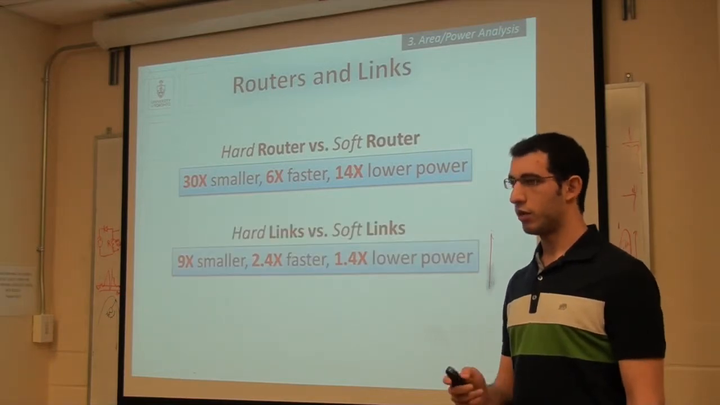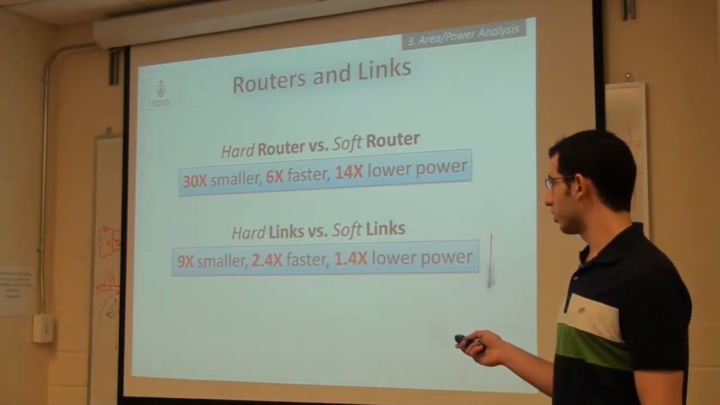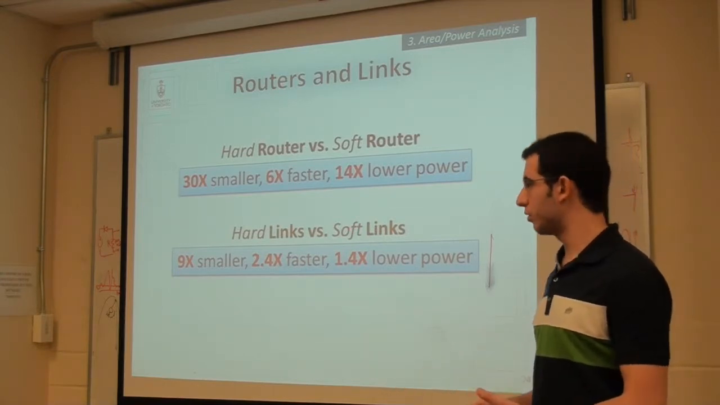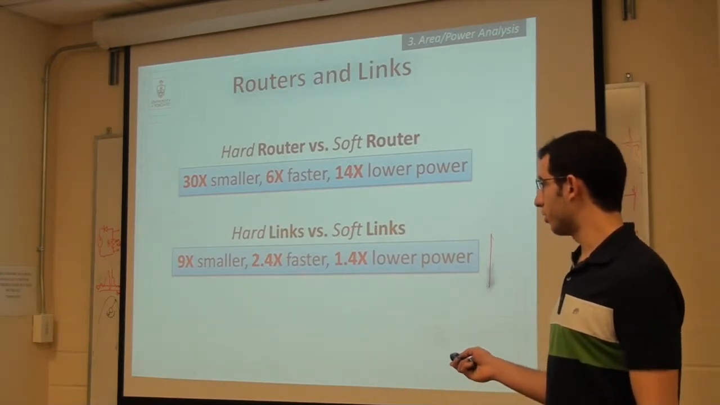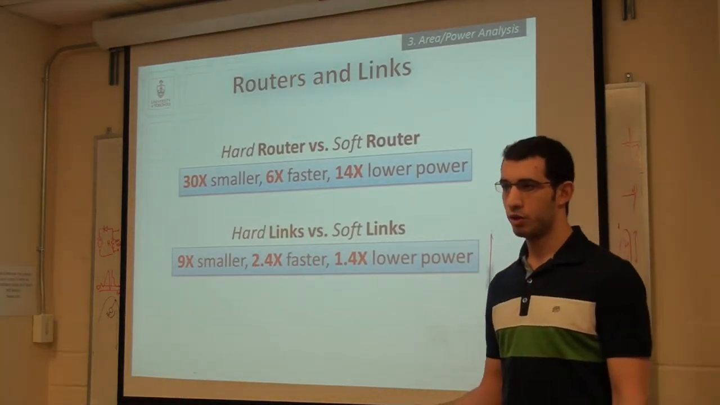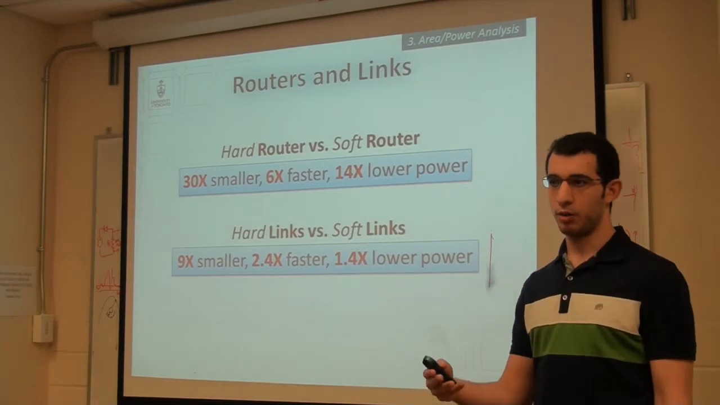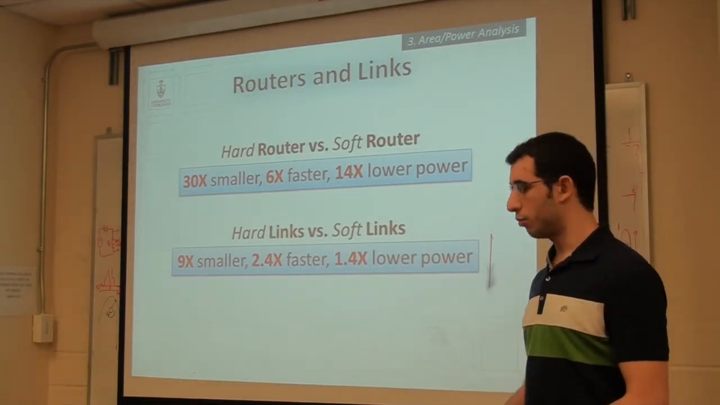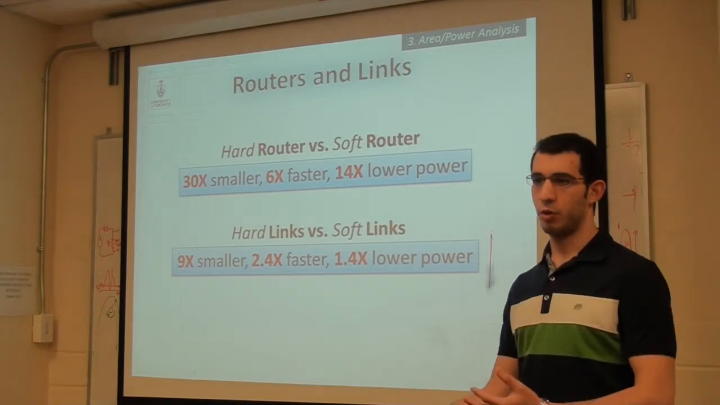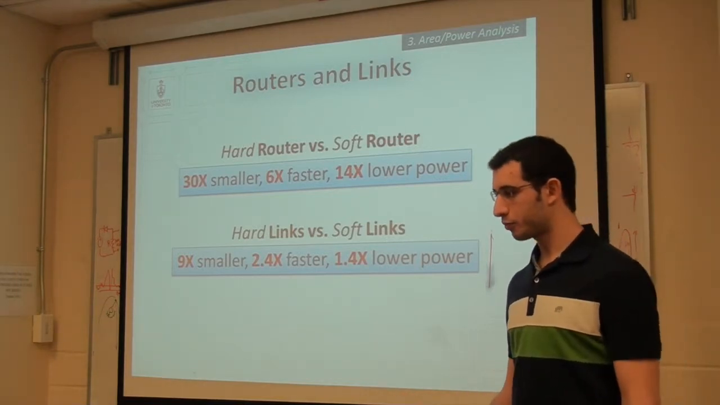For links, the answer was not as decisive. So hard links versus soft links, the difference here is mainly because of these multiplexers. It was 9 times smaller, 2.4 times faster, and 1.4 times lower power. So we still gain something by embedding those links. We're using hard links, but it's not as compelling as hard routers. That's why we have both mixed and hard NOCs.